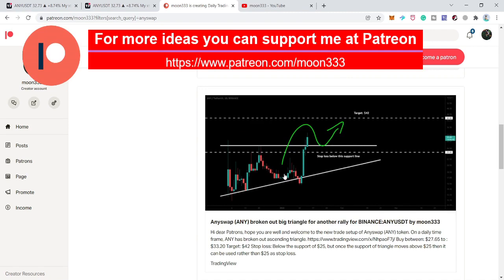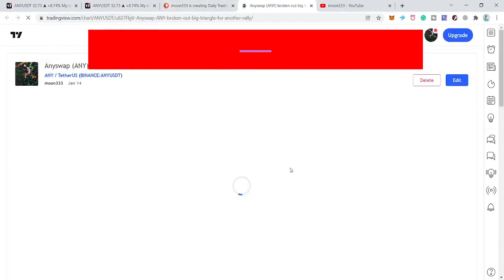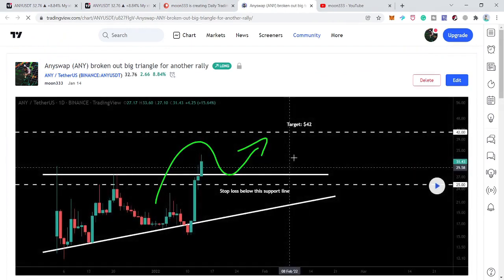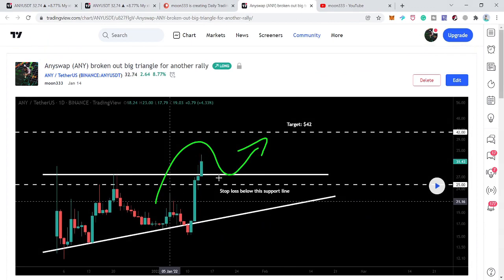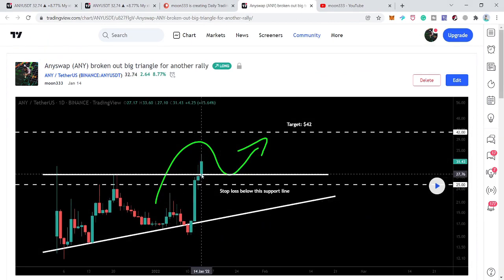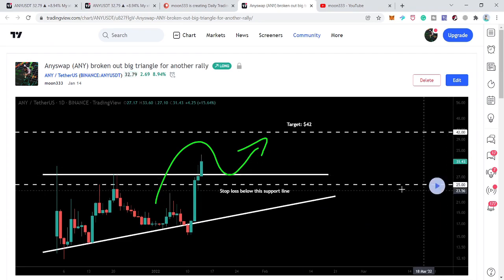First of all, let me show you this chart, and then I'll take you to the live chart to show you what the price line is doing right now. We can see that the price line just broke out the resistance of this triangle, and at that time it was moving at $31. By the way, when I shared the video with you, at that time it was moving at $30 and testing the previous resistance of the triangle as a support.